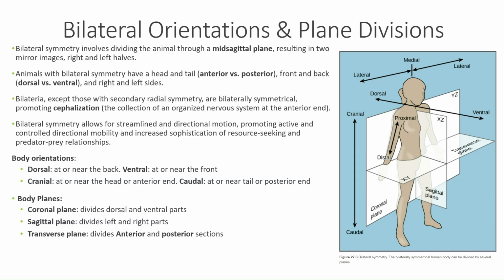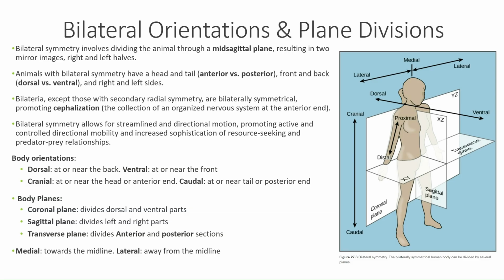The coronal plane divides dorsal and ventral parts. The sagittal plane, again, divides left and right parts. And the transverse plane divides the anterior and posterior sections. Next is medial, and this is towards the midline, and lateral, which means away from the midline. So if you look at the top here, midline is right down the middle here, and lateral is if you go off to either side.